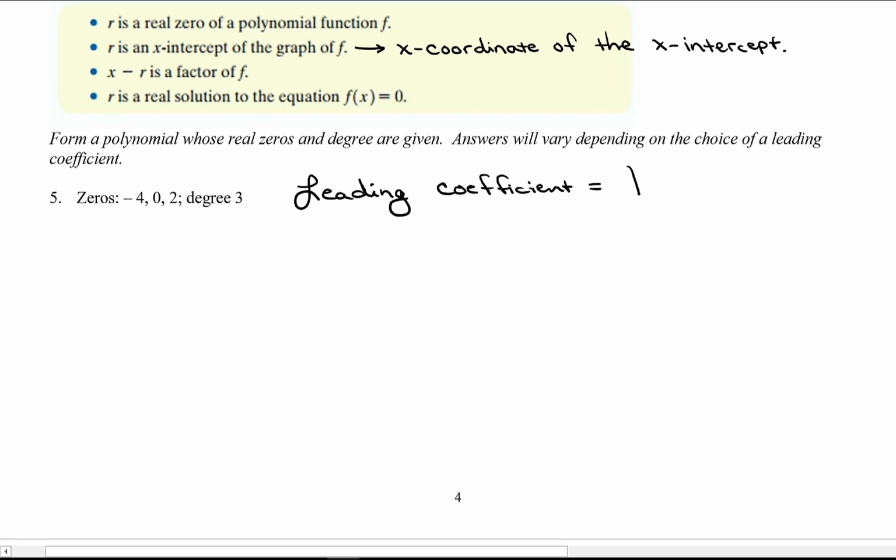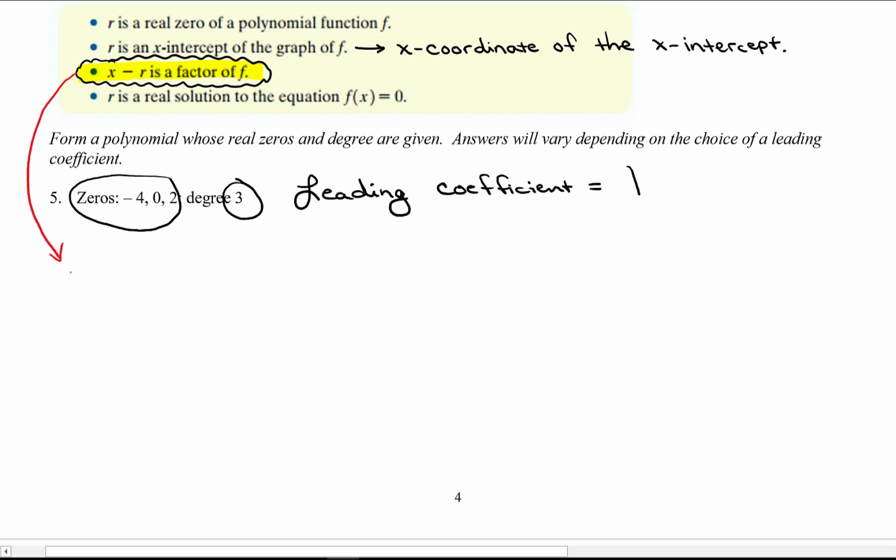Okay, so here, these are the zeros. This is the degree. So this is going to help us in creating our polynomial function. We left off here where we're trying to form a polynomial whose real zeros and degree are given. We're going to have to use this information from up above where it says x minus r is a factor of f. That's an important piece of information, so we're definitely going to use it.